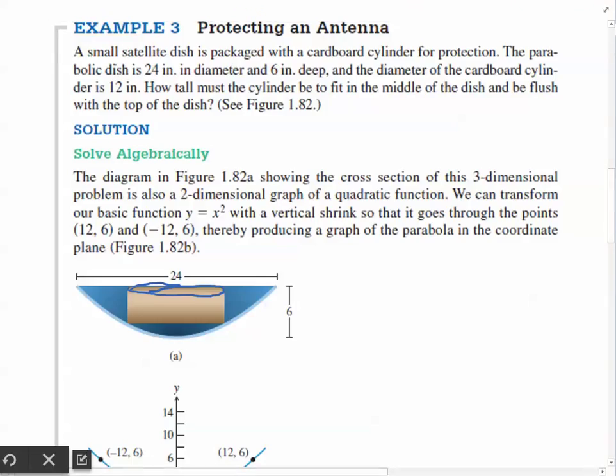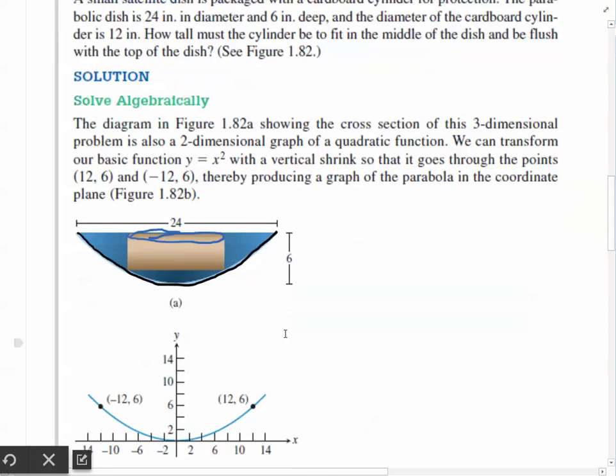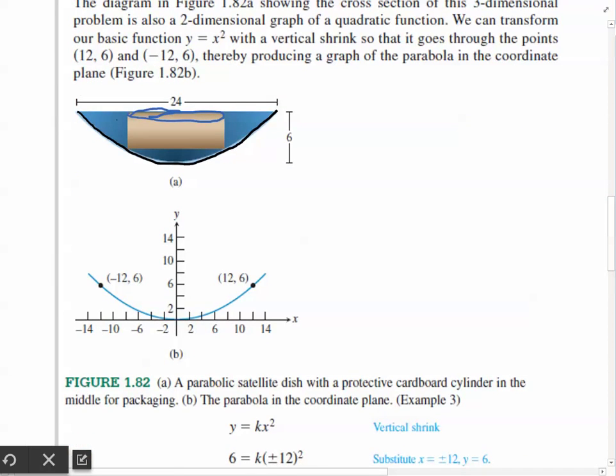Alright, so we're going to use a graph to create this. This is a parabolic dish, so that means that this is a parabola. And a parabola, we can graph. We know a lot of things about the graph of a parabola. Okay, so what they did was they transferred this shape of this parabola onto a graph, and they made the vertex 0, 0. Okay, so since the diameter is 24, this is 12 on either side.